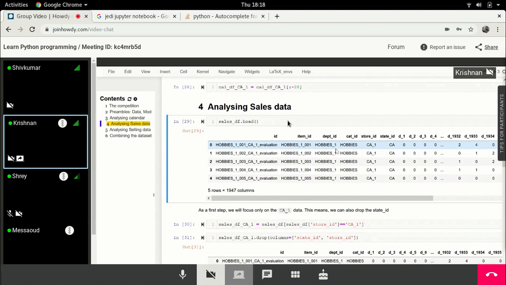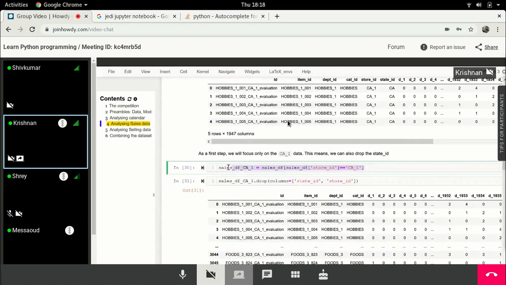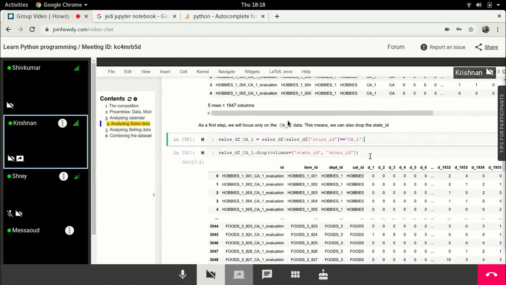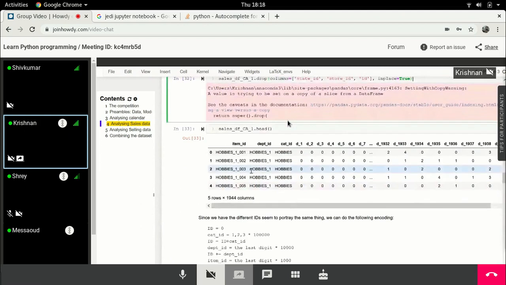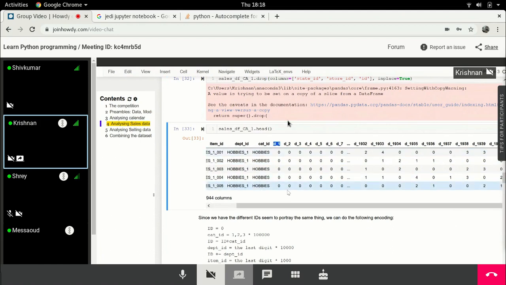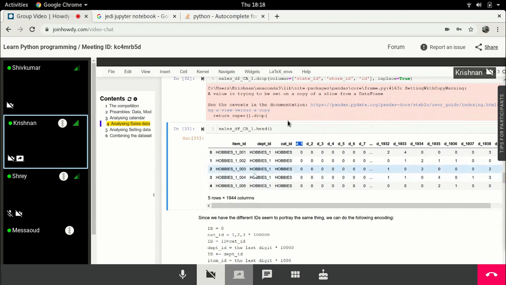So we start by saying we only want the data from CA1. And then we drop all these state IDs, store IDs, etc., because we know that state is California and store is CA1. We can also drop ID because it's again not useful for us. Then you see that this goes from D1 to D1940 or 41, I think. It's not showing completely, but anyway.